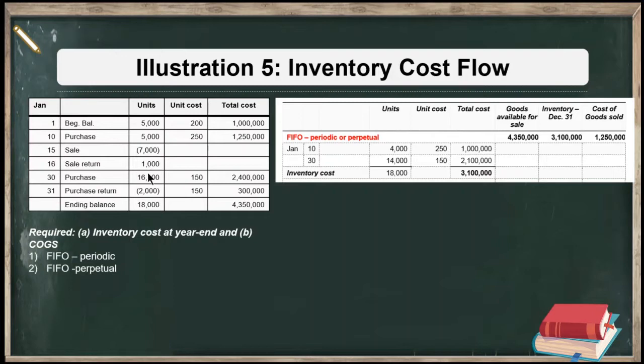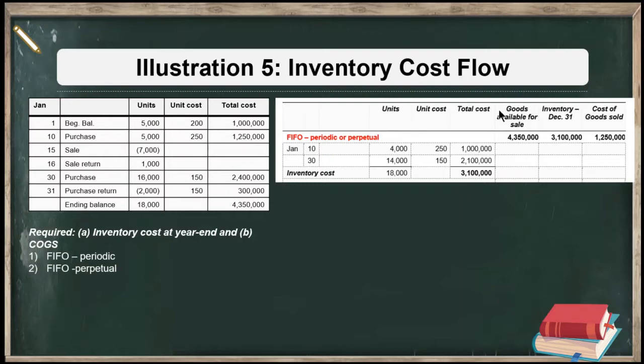And where do these 4,000 units come from? They would be from the next latest purchase. Since January 30 is the latest purchase, the next is from January 10. So that would be 4,000 units times 250, which is 1 million pesos. So the total inventory cost is 3,100,000.